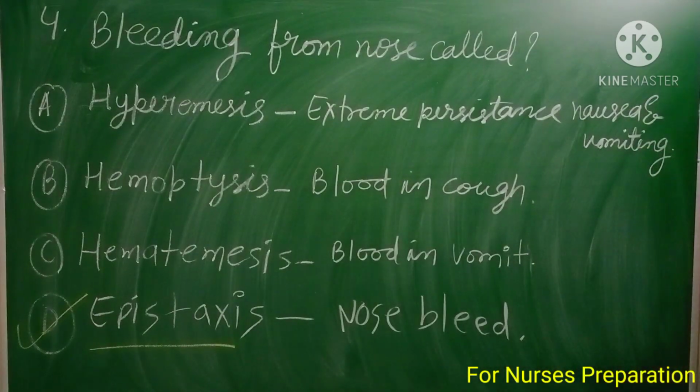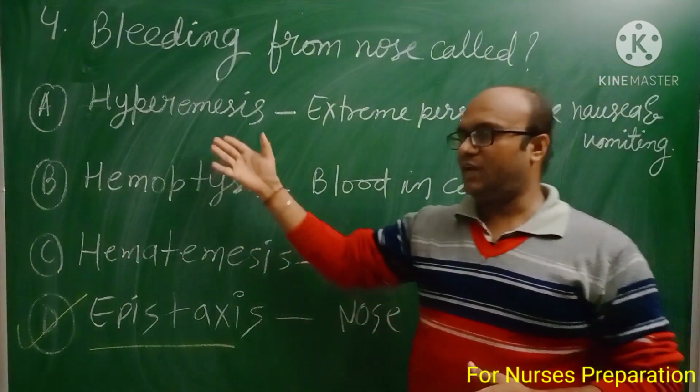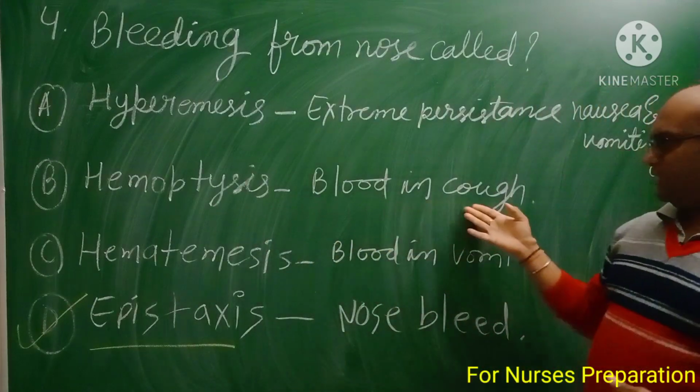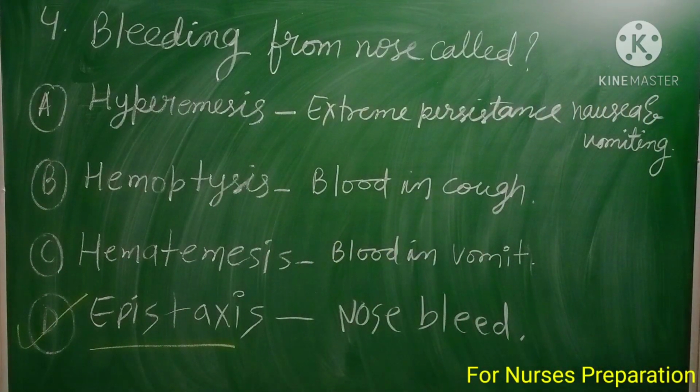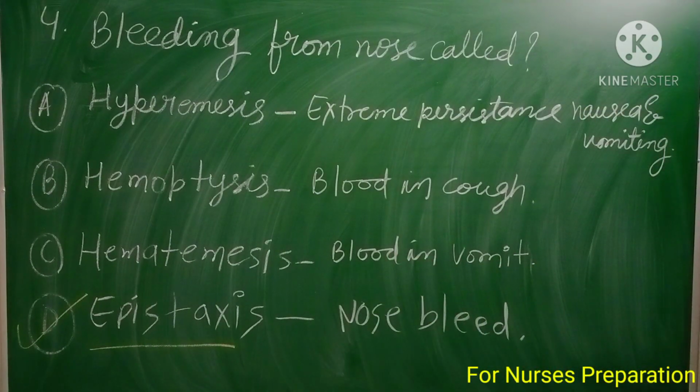Hyperemesis means extreme persistent nausea and vomiting. Extreme persistent nausea and vomiting is known as hyperemesis. If this condition occurs during pregnancy, it is known as hyperemesis gravidarum. Hemoptysis, blood in cough. If a person is having blood in cough, this condition is known as hemoptysis. Hematemesis means blood in vomit. Blood in vomit is known as hematemesis. You can take a screenshot for your revision.